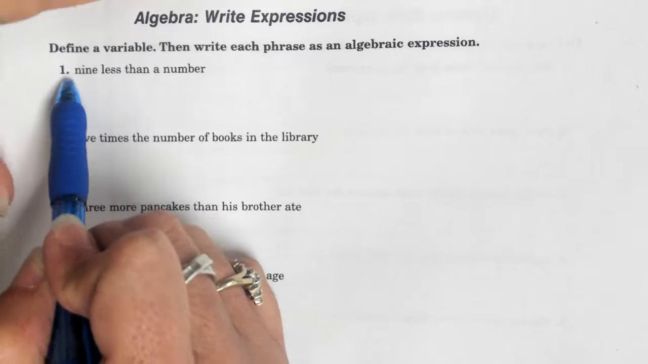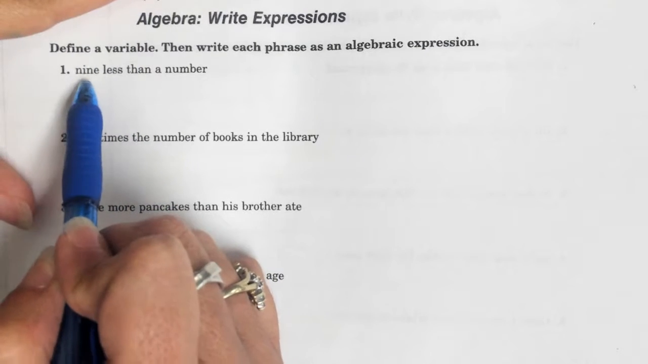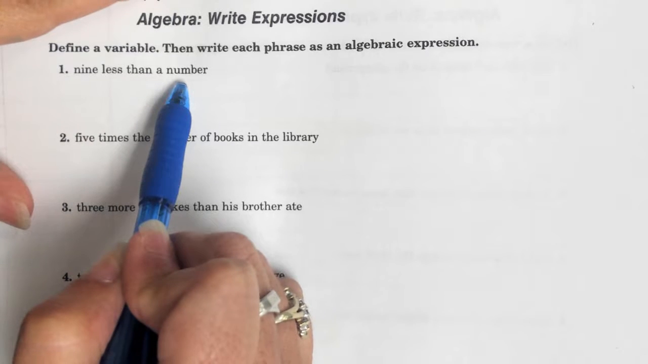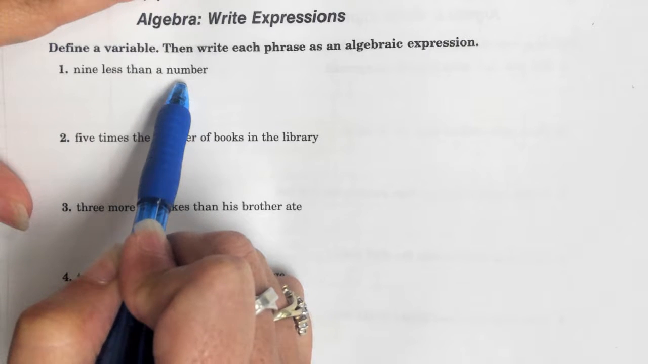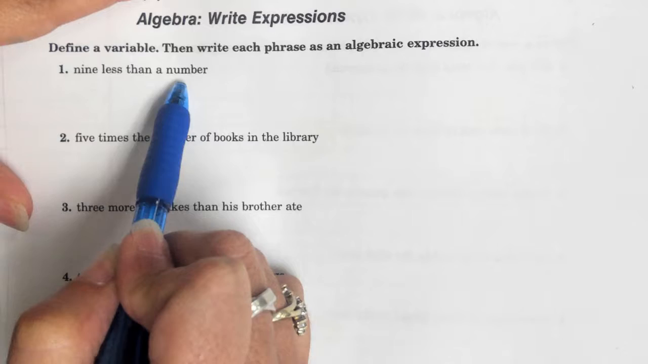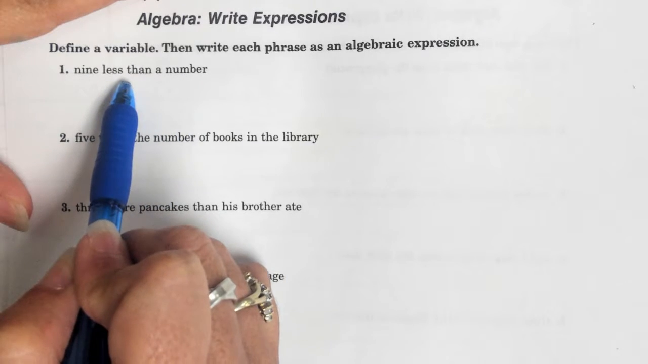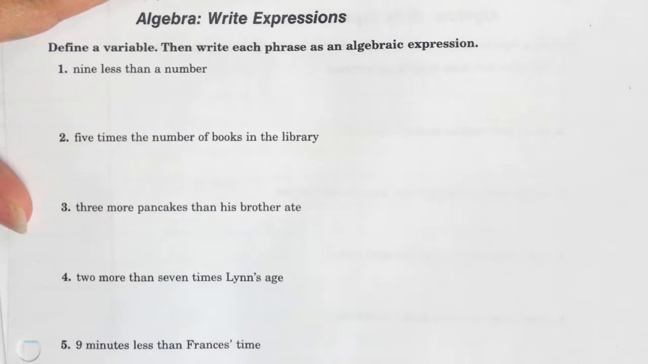Okay? So like look at number 1. 9 less than a number. What do we not know in that sentence? Like we know 9, don't we? We know less than means subtraction. But we don't know what the number is.